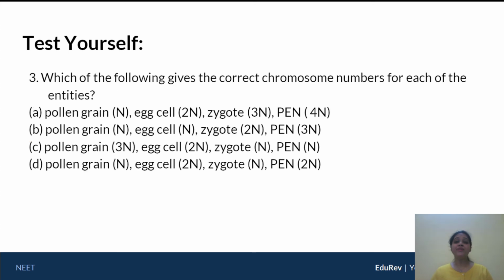Next, which of the following gives a correct chromosome number for each of these entities? Option A. Pollen grain N, XL 2N, zygote 3N, PEN 4N. We know this is wrong because the XL cannot be 2N, and the zygote is not triploid either. Point B. Pollen grain is N, XL is N, both these are haploid, zygote is 2N, that is also correct, and PEN, the primary endosperm nucleus, is 3N. So without going through the other two options, we clearly know the answer is B.